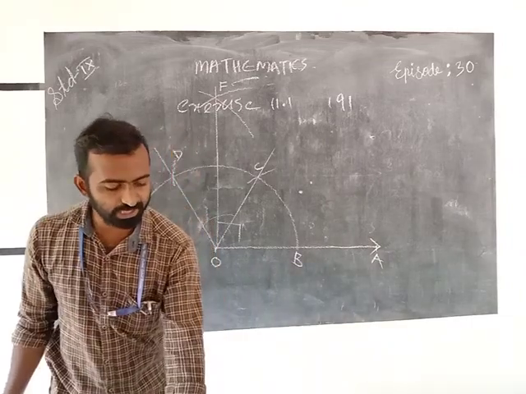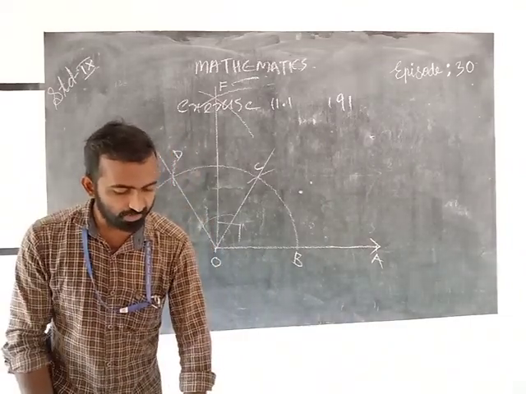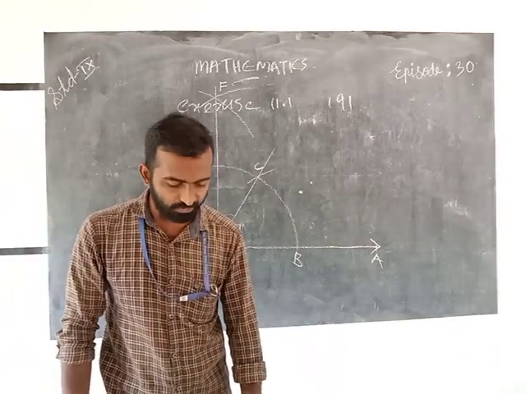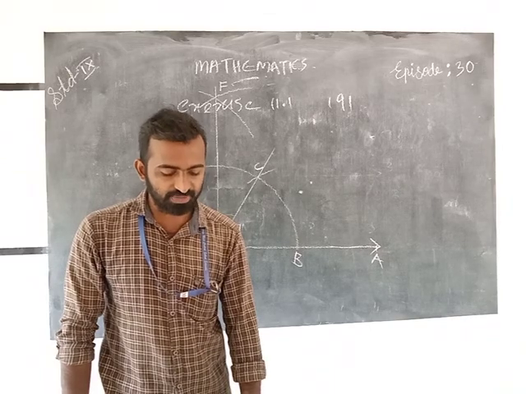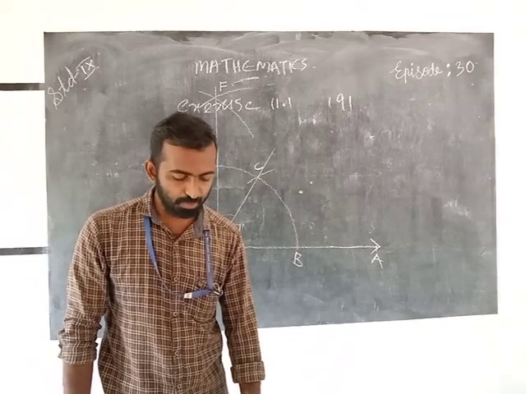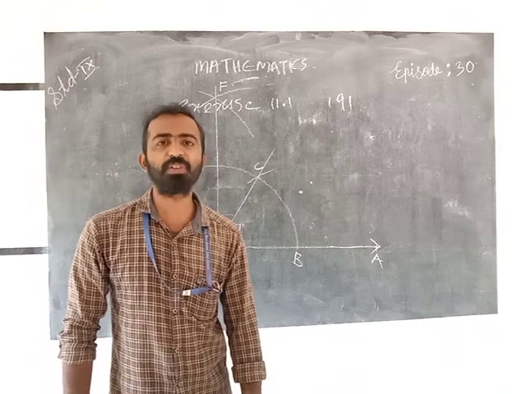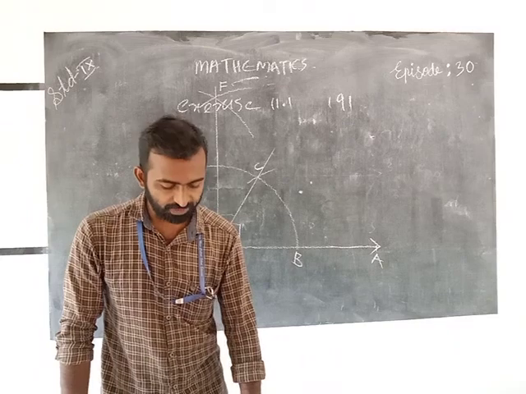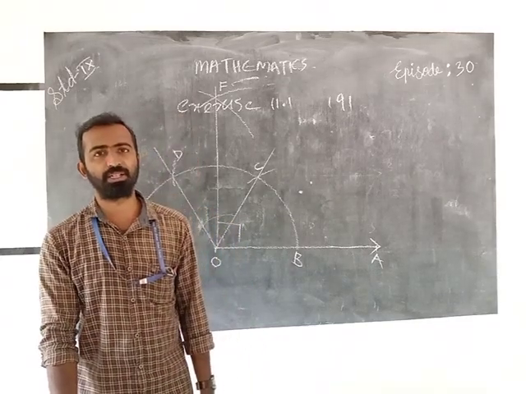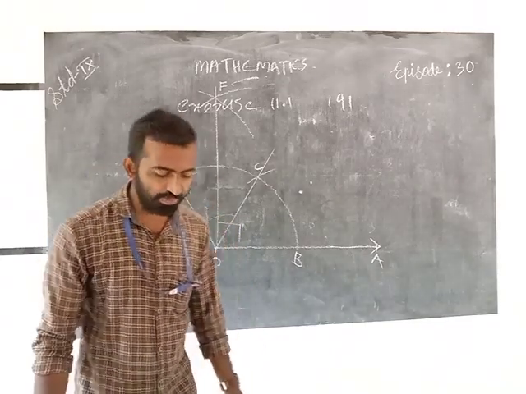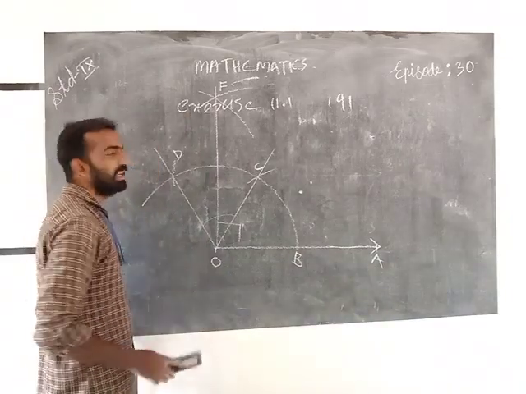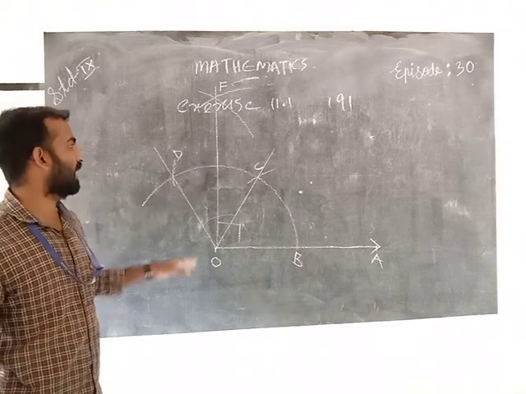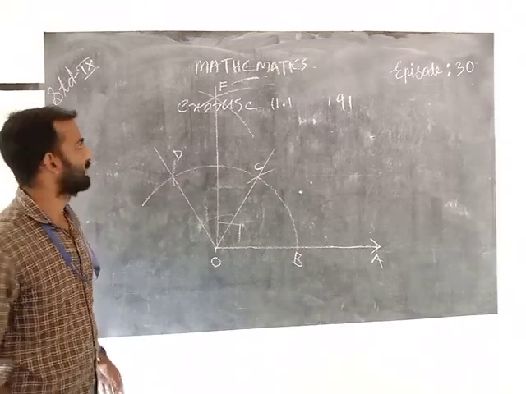The second question is: construct an angle of 45 degrees at the initial point of a given ray and justify the construction. We want to make it 45 degrees. Which way do we draw? First we draw the 90 degrees, then we draw a bisector of 90 degrees. Then we get 45.